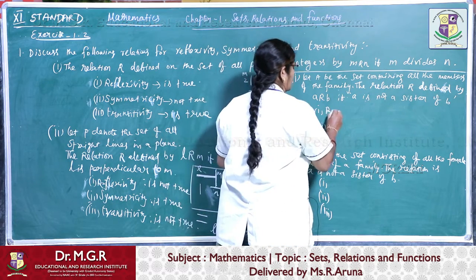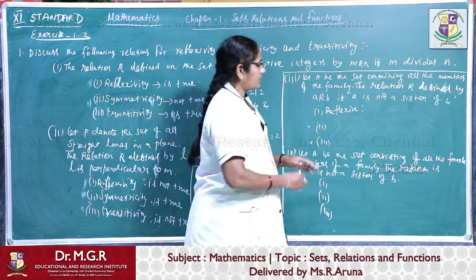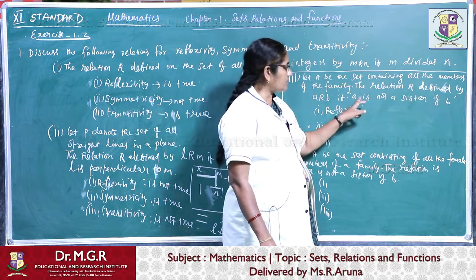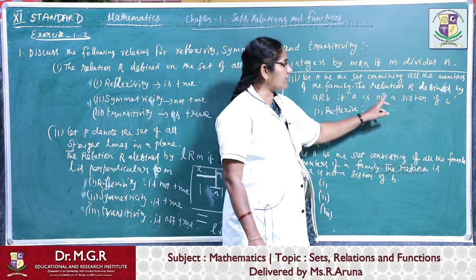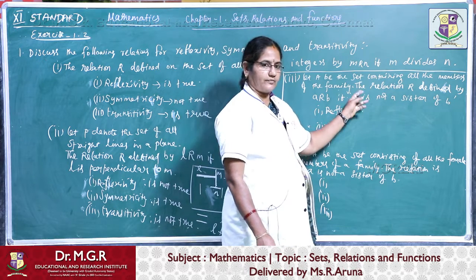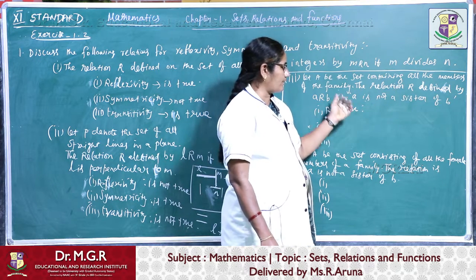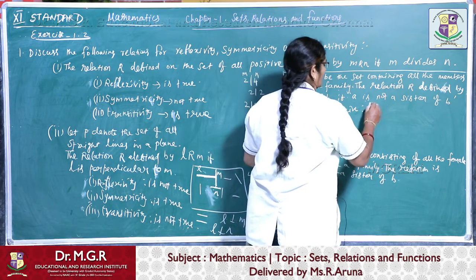First one, as usual, reflexive. What is reflexive? So here it is given A is not a sister of B. So first we should replace B by A, then it will give you reflexive. A is not a sister of A. Is that true or not? A is not a sister of A. It is true only. One person cannot be the sister of the same person. So it is true.